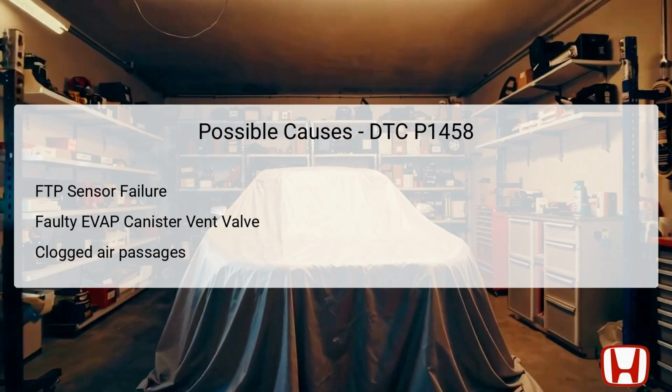Additionally, clogged air passages or hoses may lead to restrictions in the system. These restrictions can prevent proper gas vapor flow and ultimately trigger the DTC. Each cause must be evaluated carefully during the troubleshooting process to identify the root of the issue efficiently.